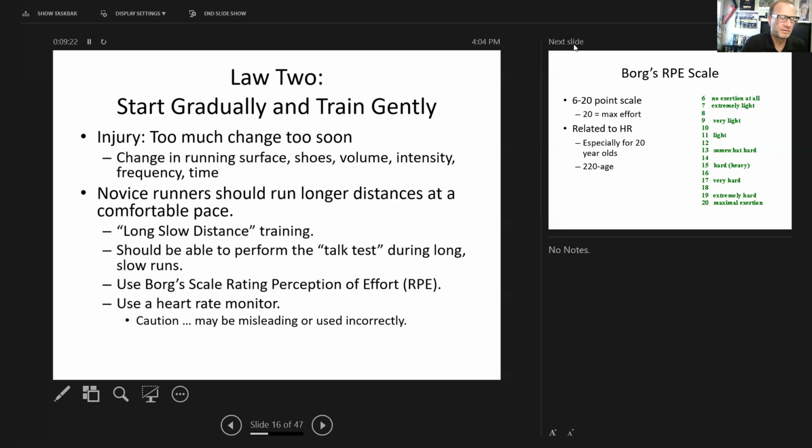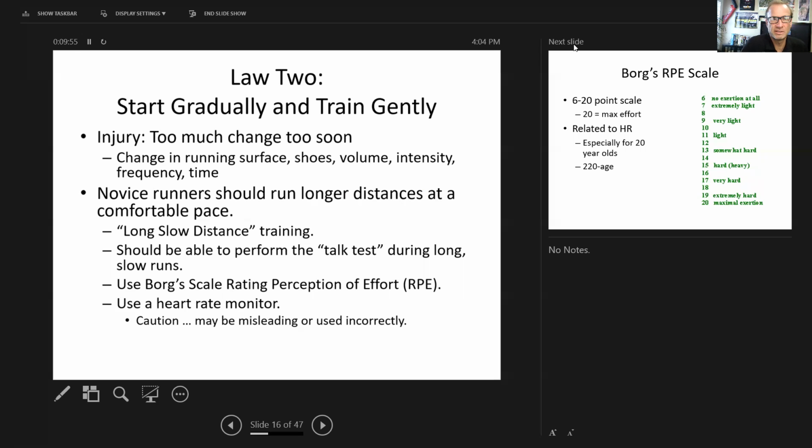The Borg scale of rating of perceived exertion, the RPE scale, is really an important scale so that two people can talk to each other and share their experience or their level of perception of effort. That's really all it's built on, so that I, as a researcher, can talk with a subject in terms of how hard they are perceiving the exercise intensity. You can use a heart rate monitor that gives you a little bit more objective measure of intensity, and we'll talk about that in just a little bit.